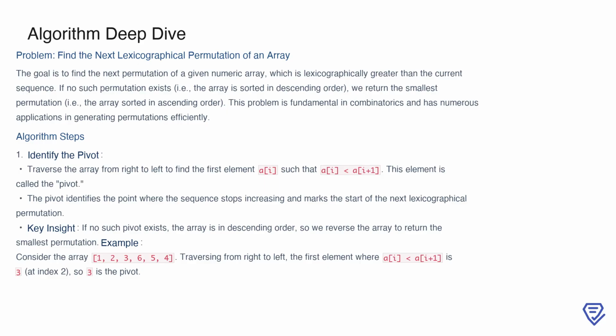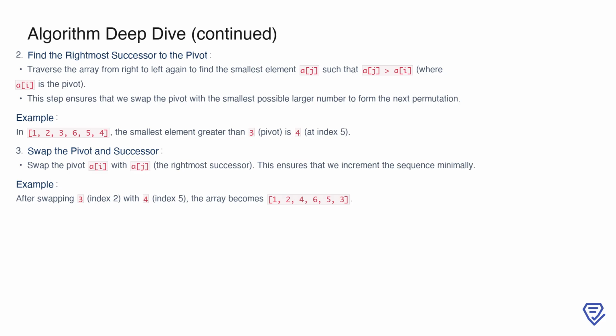If no such pivot exists, it means the array is in descending order, and we reverse the entire array to get the smallest permutation. After identifying the pivot, the next step is to find the rightmost successor to the pivot. This involves traversing the array from right to left again, searching for the smallest number that is greater than the pivot. Swapping the pivot with this successor ensures that we increment the sequence in the smallest possible way.